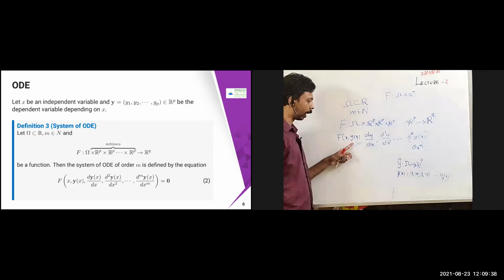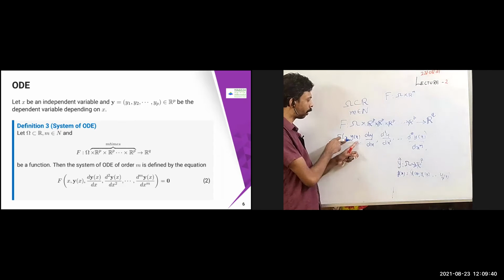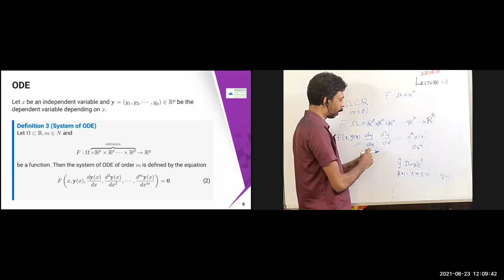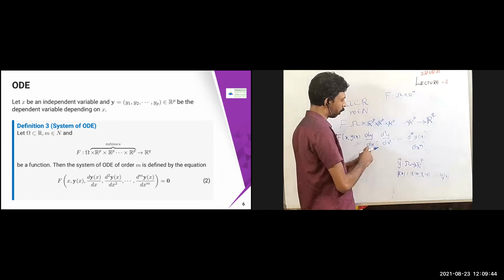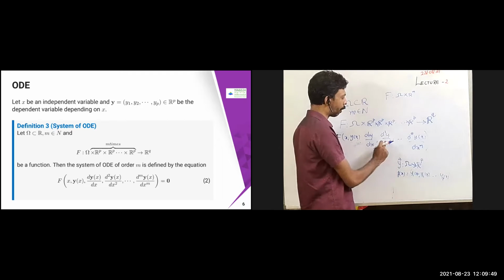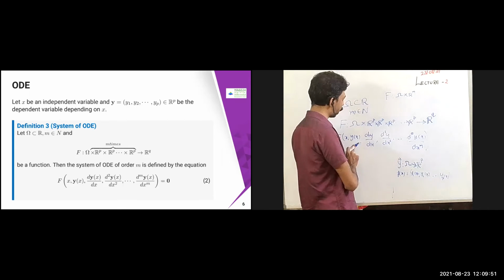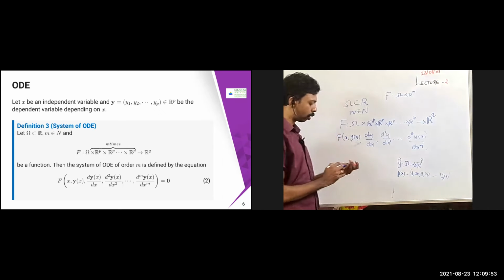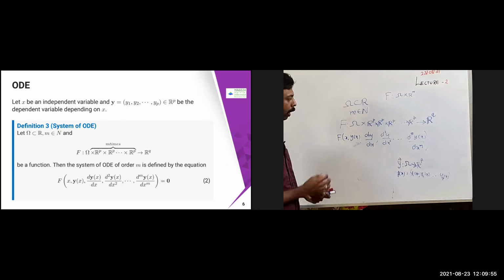Remember that this is a vector. This is a scalar, this is a vector, this is again a vector, because y contains p components, so it is a vector. Again, this is a vector, this is a vector, etc. So all are having p components. Each one has p components. So this is called a system of ODE. This is the general mathematical way of defining the system of ODE.